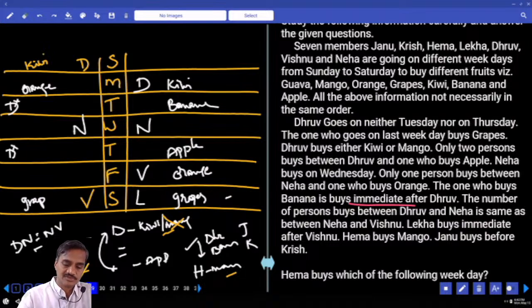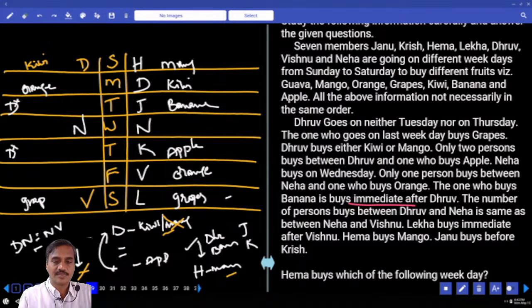Banana, we have done with this. And J is before this K. Now J is before this K and H is mango. This is the only possibility we have. Now J is on Tuesday and K is on Thursday. And what is the fruit left over? Guava. Now N is guava.